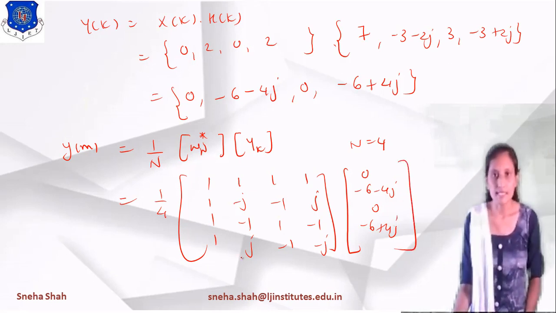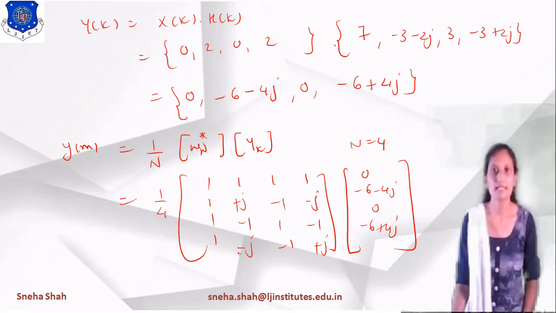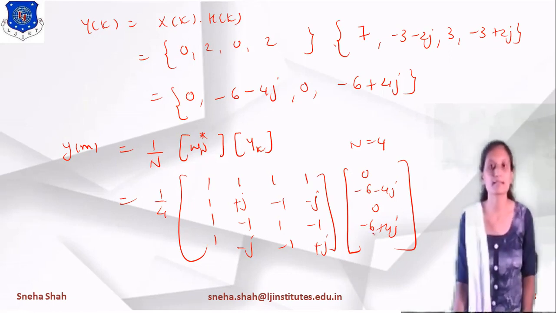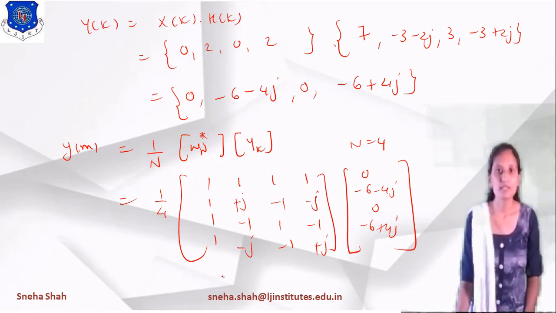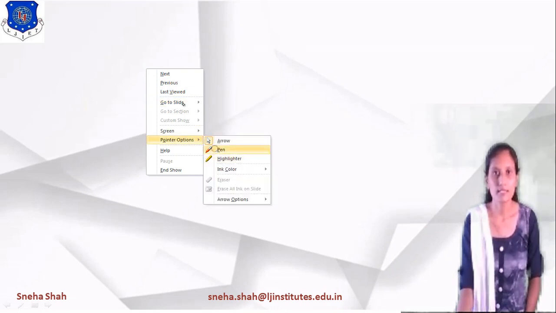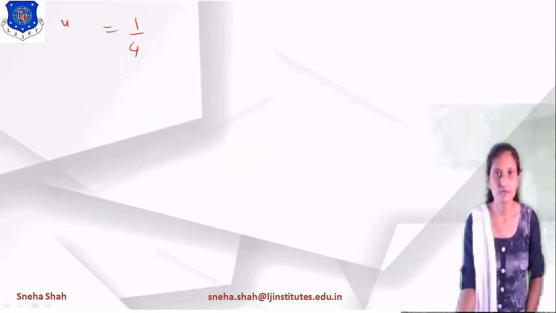So instead of this twiddle factor matrix, we have to take conjugate terms. So over here we will take plus, this one is minus, minus, and this one is plus. Now if I am multiplying these terms, it will give you 1 into 0 means 0. 1 into this term is this term, so minus 6 minus 4j minus 6 plus 4j. So minus 4j plus 4j will be cancelled out, and this term will be minus 6 means minus 12. So the first term is minus 12, and the 1 by 4 constant will remain as it is, right?